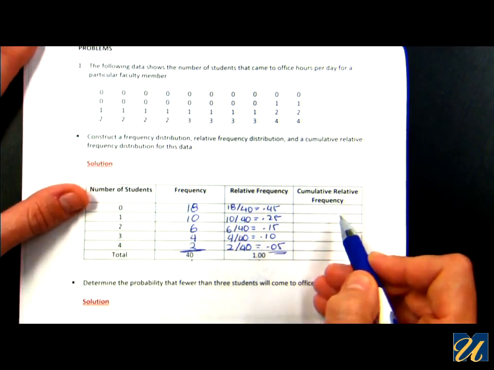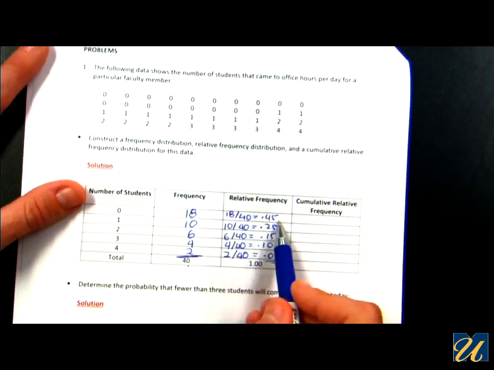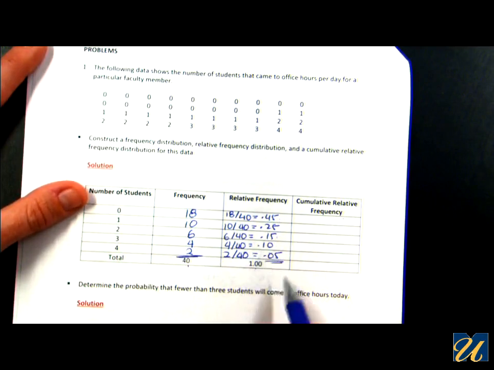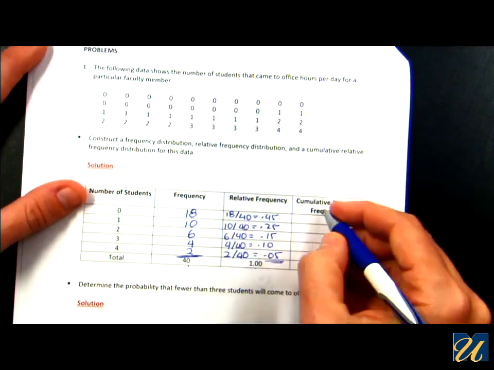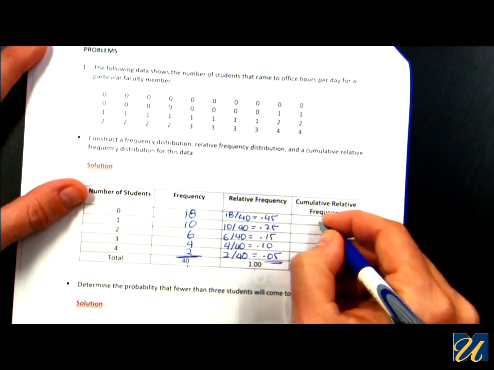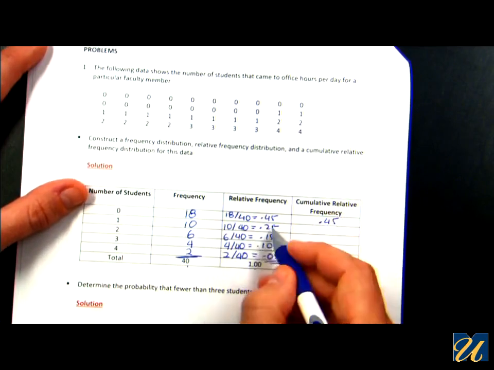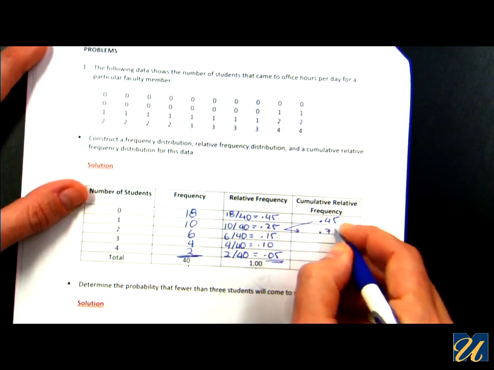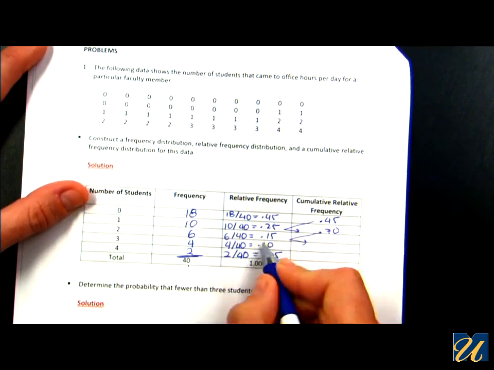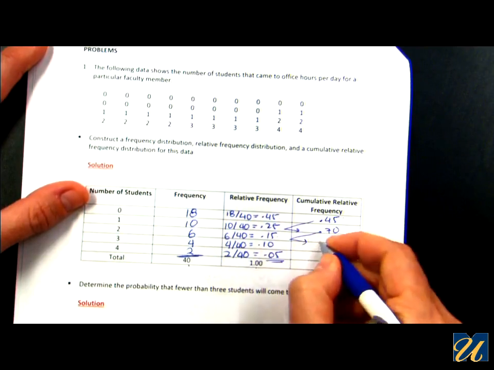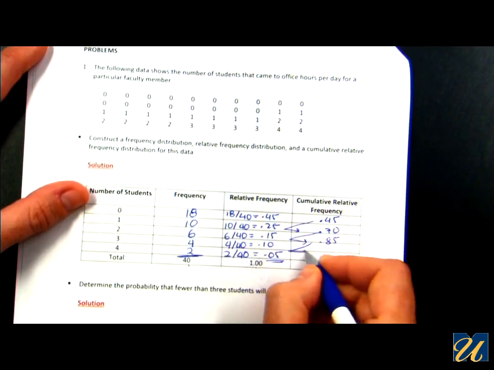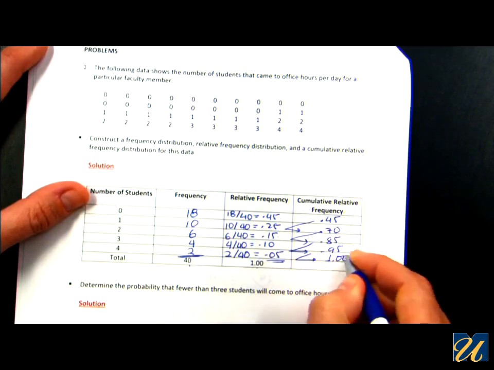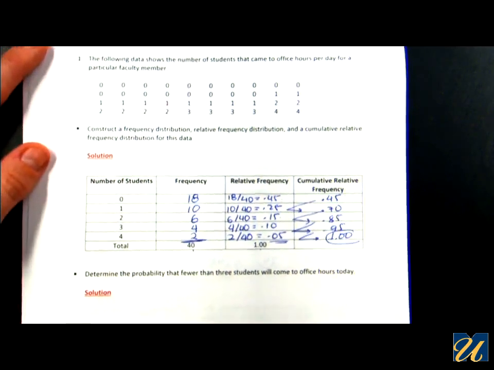Cumulative relative frequency: we start from the first relative frequency and we keep adding on the frequencies as we move from class to class, from category to category. So we start with 0.45. 0.45 plus 0.25 is 0.70, 0.70 plus 0.15 is 0.85, then 0.95, and the last cumulative relative frequency will be 1.